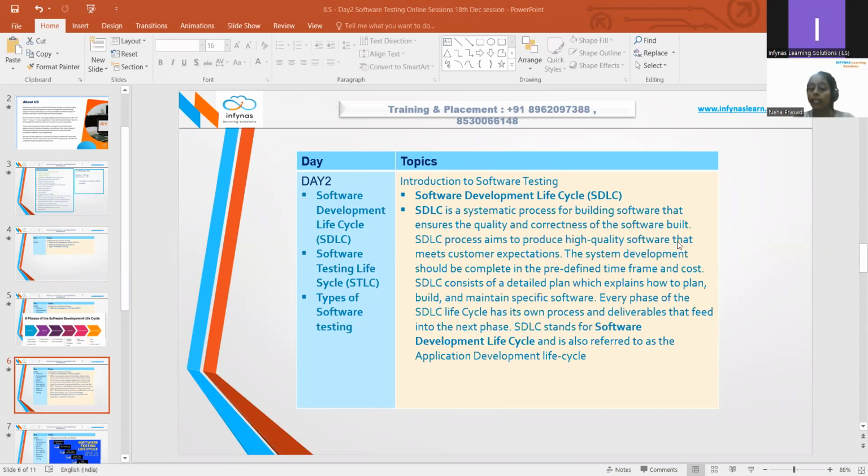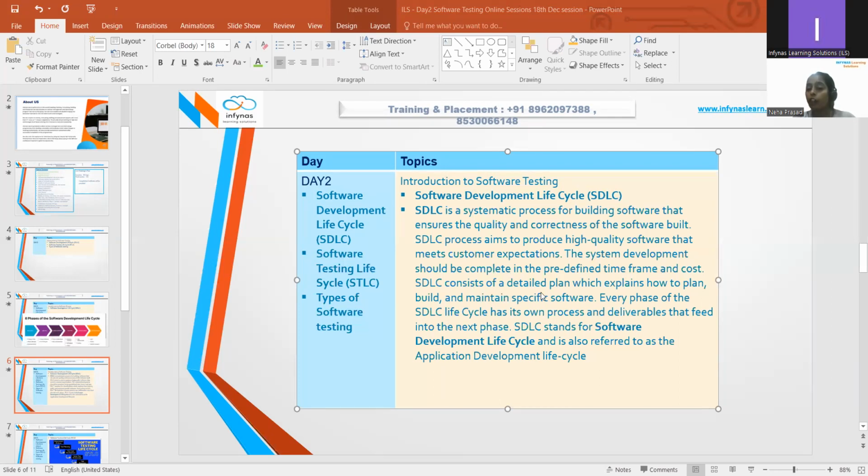The SDLC process aims to produce high quality software. System development should be completed in a predefined time frame. Isn't it? The time frame that has been decided, we need to follow that time frame, or else there is no point. If I commit to the customer that I will deliver a working software within 3 months, and I don't deliver it, then there is no point. The system development should be completed in the predefined time frame and cost.